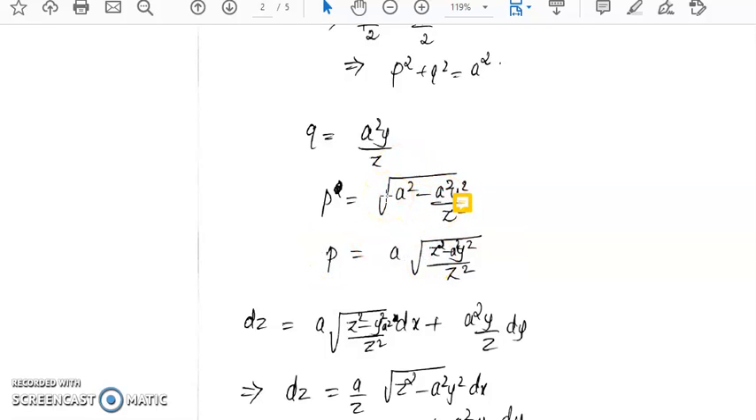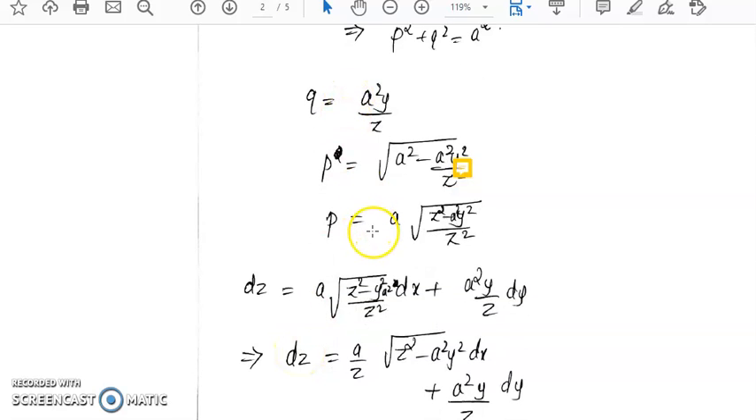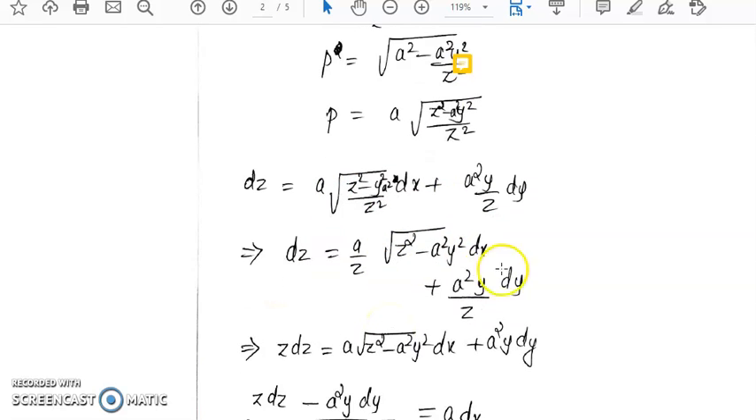So we can take a outside. When a is taken outside, p will be a times root of z square minus a square y square by z square. So now we have obtained p and q. So substitute in the equation dz equal to p dx plus q dy. So on simplifying, you will get the equation in the form z dz equal to a into root of z square minus a square y square dx plus a square y dy.